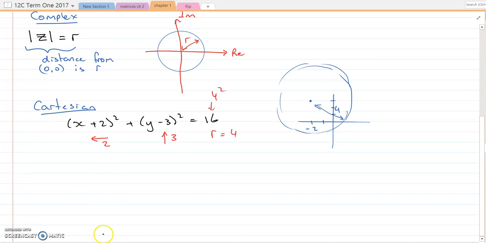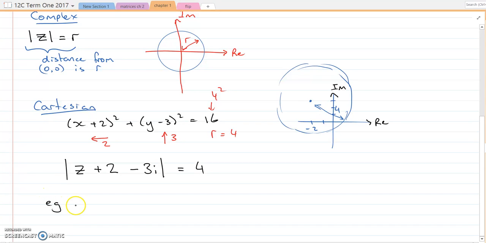So in complex numbers, the way we do that is we're going to shift left 2, so we're going to have z plus 2, because this is the real, and this is the imaginary. So left 2 on the real, again the opposite of what you would think. But to go up 3, because this is the imaginary, you put an i there, minus 3i. And that equals 4. That's all you do to draw the equation of the same circle.